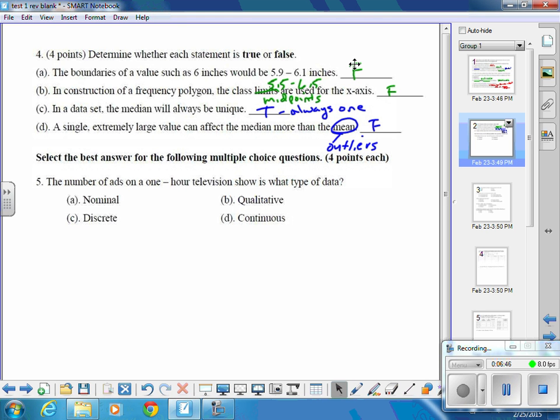The next one, now we have some multiple choice questions. We're going to knock them out. It says the number of ads on a 1-hour television show are what type of data? Discrete data. Okay, discrete because it has whole numbers. You can't have 2.5 advertisements on TV.